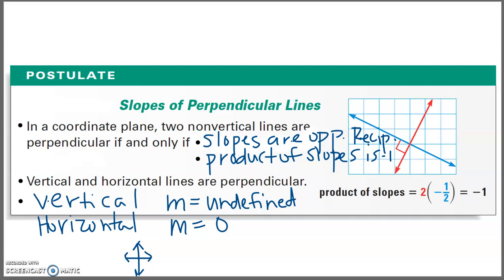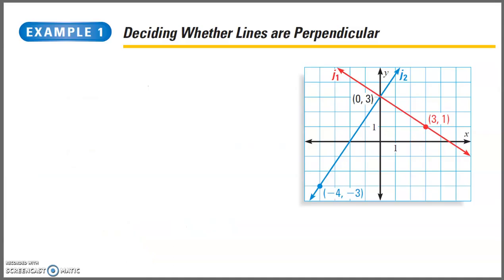Now let's go ahead and practice these ideas, deciding whether lines are perpendicular. What we're going to do is find the slope of J1. So for J1, it looks like we are going to go down 2 over 3. I'll do it in a different color just so you can see it. Down 2 over 3. So that's how I got our rise over run.